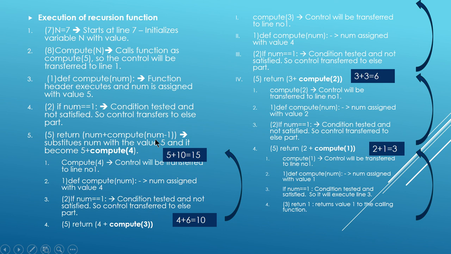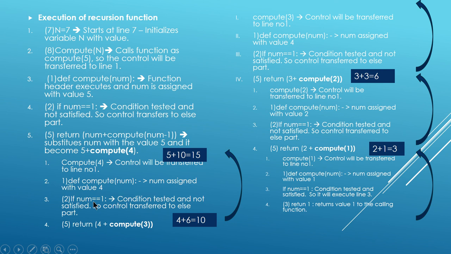Here, what is the value of num? Num is substituted with the value 5. Then it will become 5 plus compute of 4. So there is a function call statement again. When there is a function call statement, what will happen? Again it will go to line number 1. It will call the function with the value 4. So compute of 4, control will be transferred to line number 1, and now num will be assigned with the value 4.